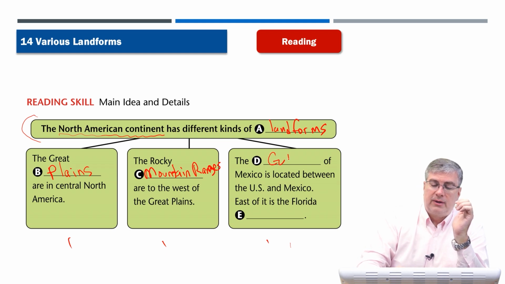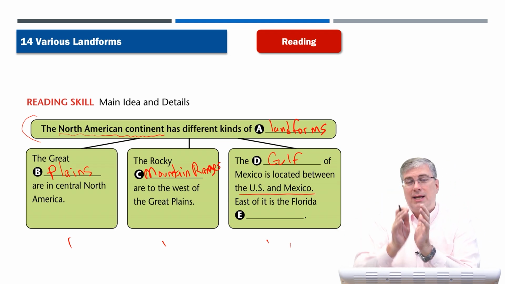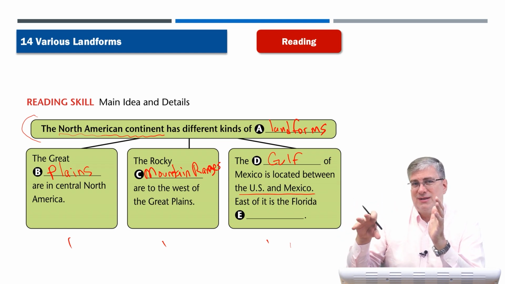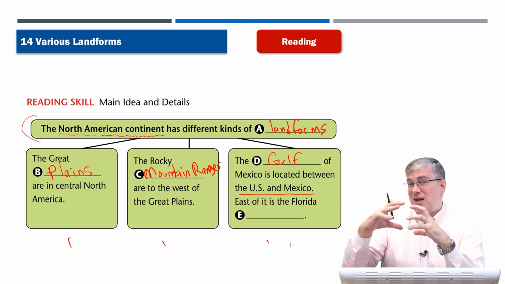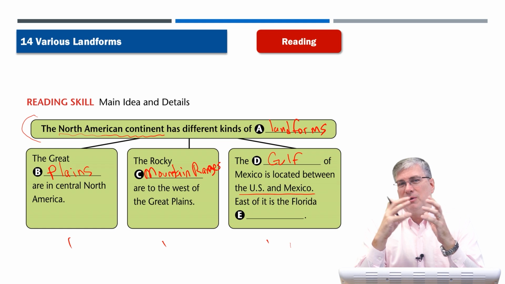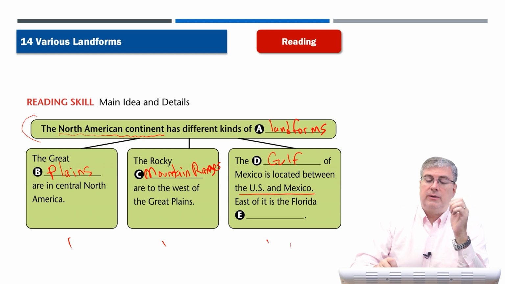So the Gulf of Mexico is located between the U.S. and Mexico. It's not surrounded by land, right? It's open to the Atlantic Ocean and the Caribbean. The Caribbean is a sea, but the Caribbean isn't completely surrounded by land either, but we do call it the Caribbean Sea. So that's interesting. Anyway, the Gulf of Mexico is located between the U.S. and Mexico. That's the next example.